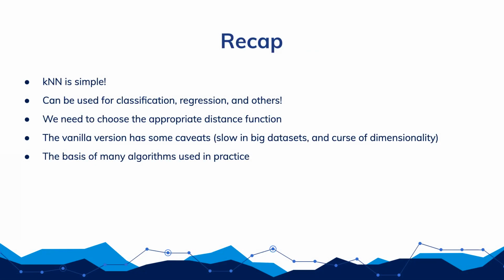So the recap is that kNN is very simple. We can use it for classification, regression, and other types of problems. We need to be careful when choosing the distance function. The plain version has some caveats, which is that it can get quite slow, and we have the curse of dimensionality problem. But it's the basis of algorithms which are used in real life, which is pretty cool when you understand how this works. That's it. If you have any questions.